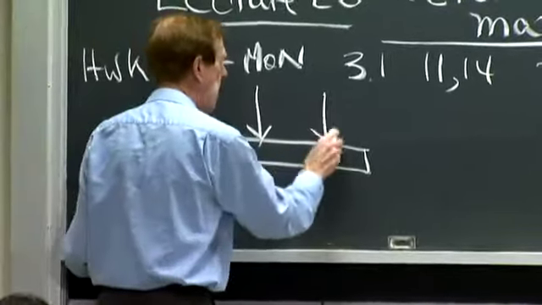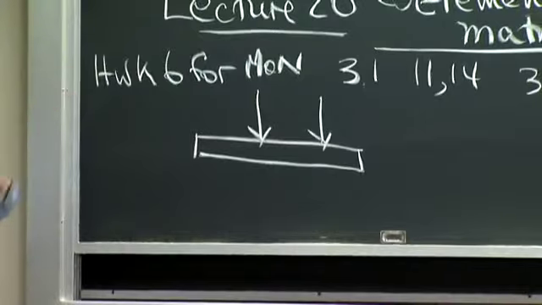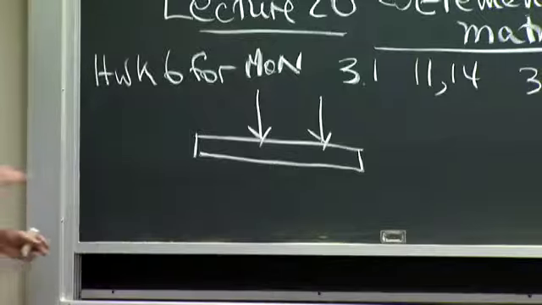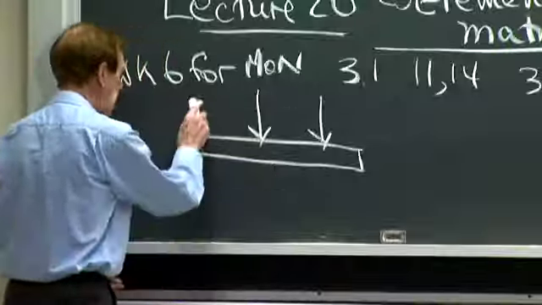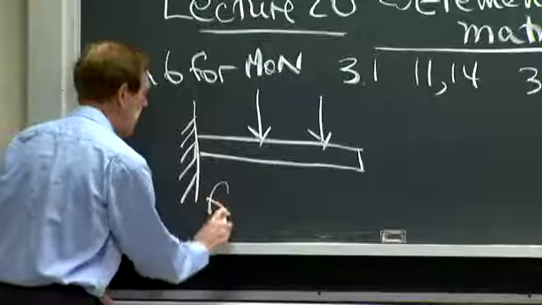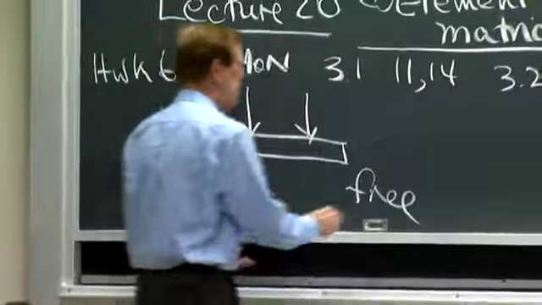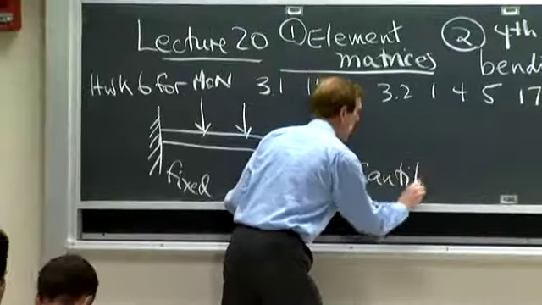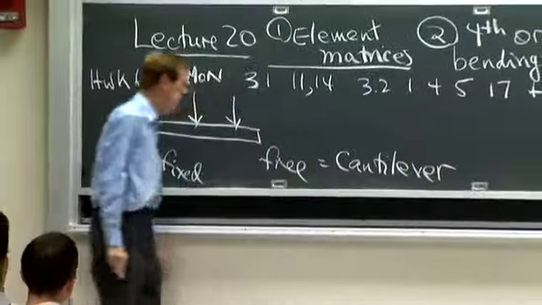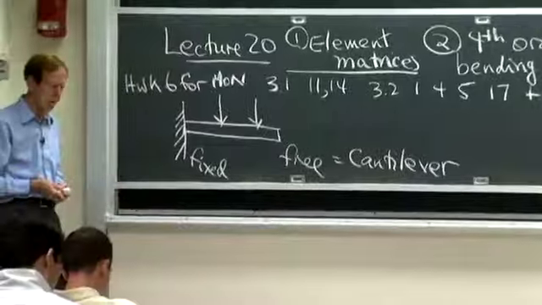Maybe 2 loads. Maybe a uniform load. Maybe the weight of the beam. But it's transverse. It's perpendicular. It's transverse to the beam. It's this way. Okay, so the beam bends. Let me do a fixed free. So this will be a fixed free beam. The word for fixed free would be cantilever beam.